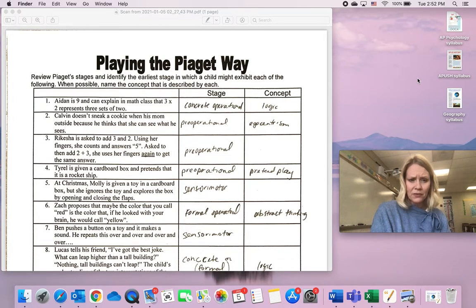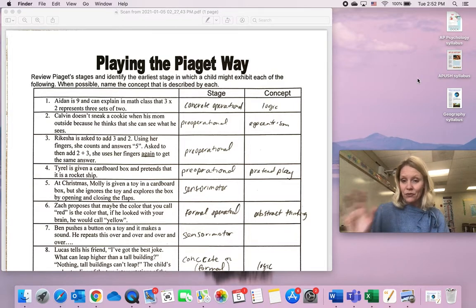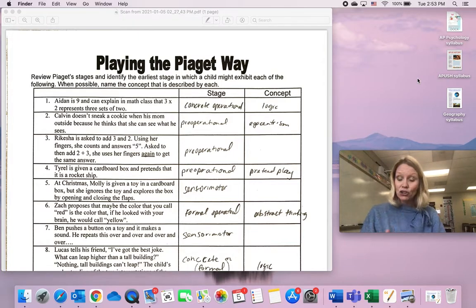5. At Christmas, Molly is given a toy in a cardboard box, but she ignores the toy and explores the box by opening and closing the flaps. Note to self, when you're a parent and you've got a 1-year-old or anything less than that at Christmas, don't give them a gift. Buy them diapers and let them play in the box because they don't care anyway. But when we talk about sensory motor, this is for sure the sensory motor stage. We're almost always looking at the action and the sense. So in this case, it's exploring the box, the action and the sense of it, what they're feeling, what they're sensing around them, how big it is, how small it is, things like that.